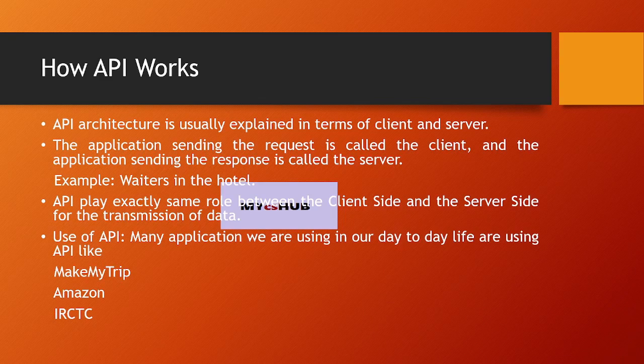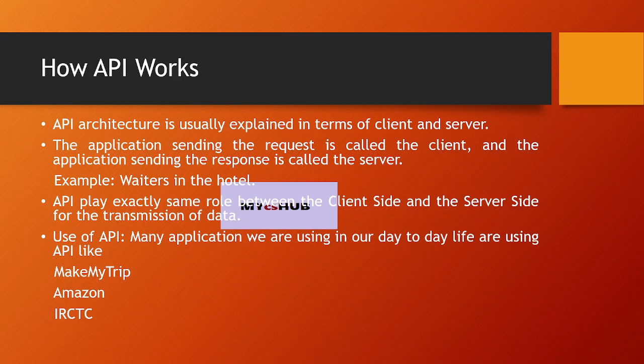Now let me explain how the API works. API architecture is usually explained in terms of client and server. The application sending the request is called the client, and the application sending the response is called the server.